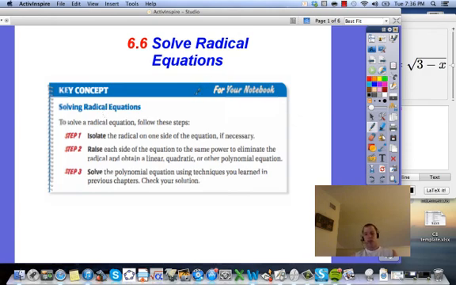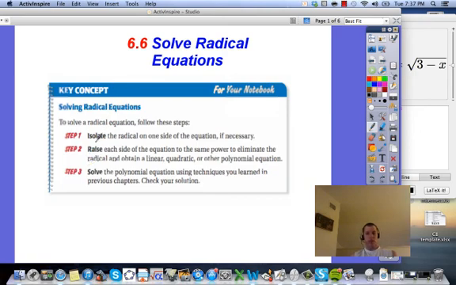Okay guys, welcome to 6.6 Solving Radical Equations. This is our first online lesson notes that you're going to be taking. So I put this key concept box here because these are the three steps that you're going to follow each time you solve one of these radical equations.